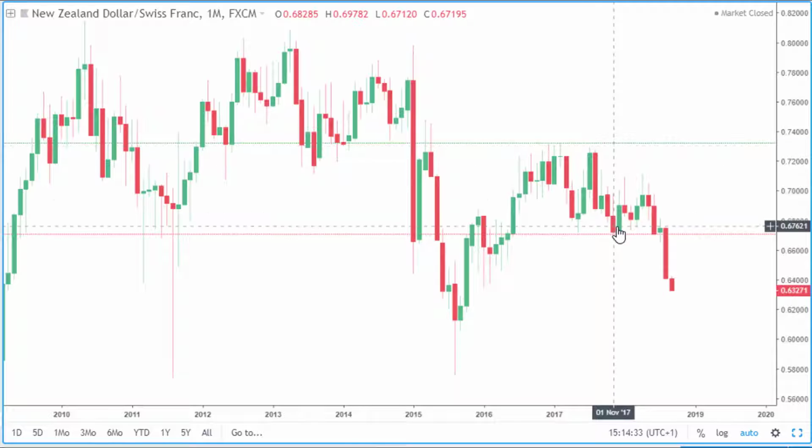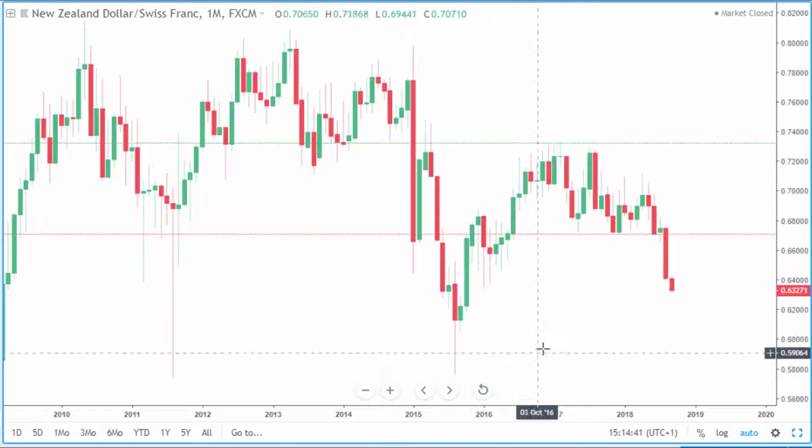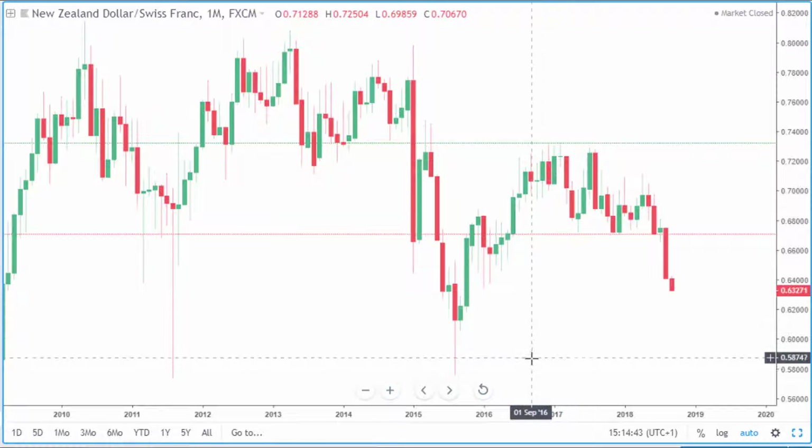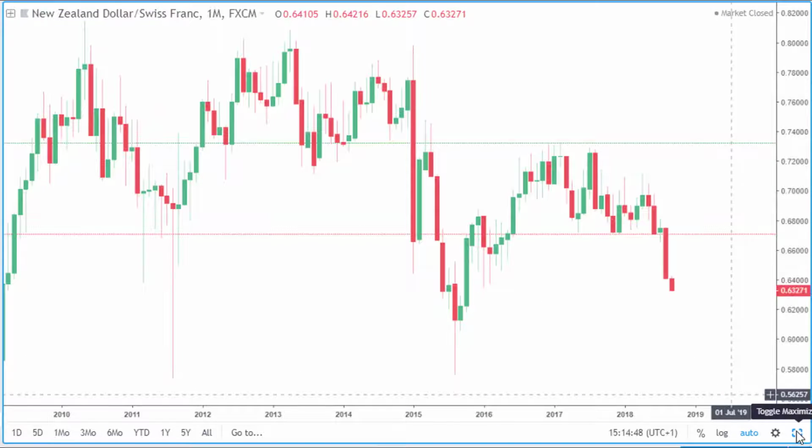Price is below last year's low, so we're seeing nice weakness in this pair. Last month was a very bearish month. Next area of support is the round number, 0.6 round number, followed by this low from August 2015.